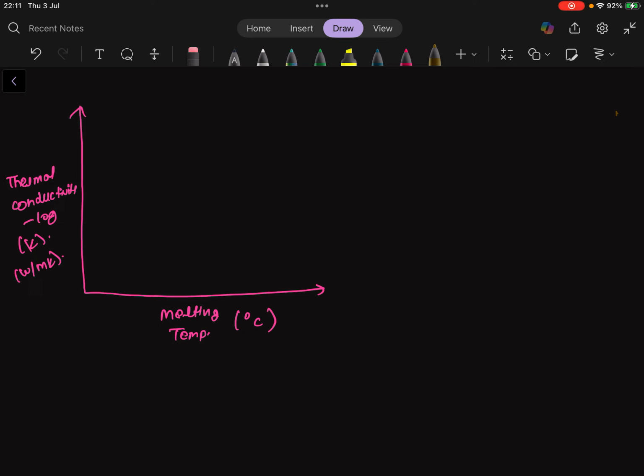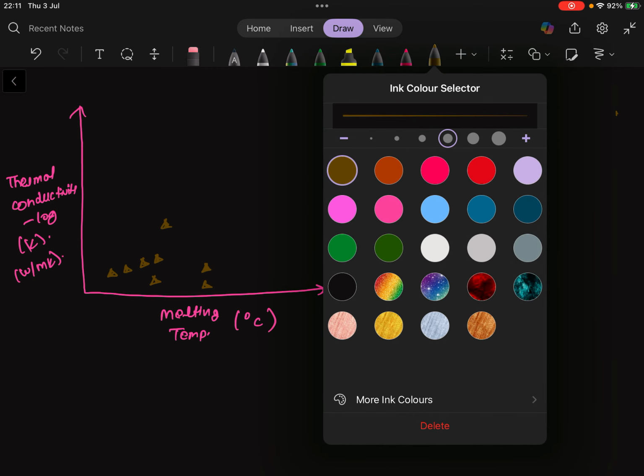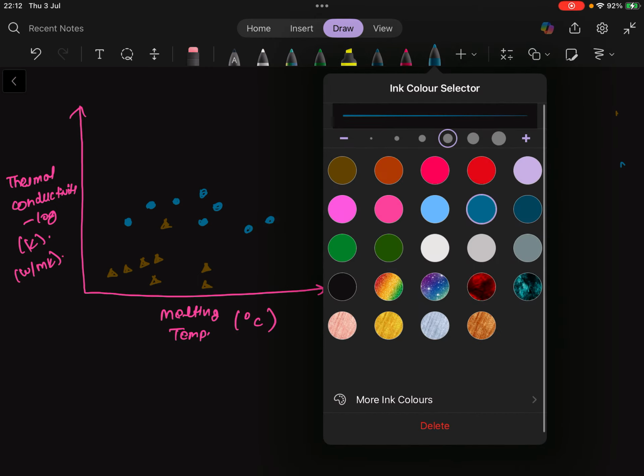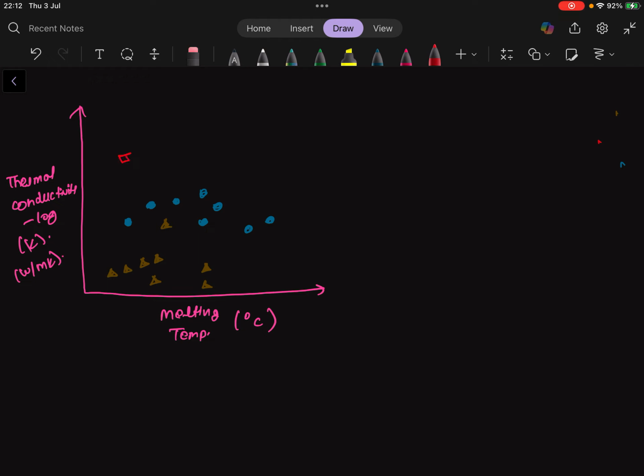So let's represent our organic materials, basically organic phase changing materials, here in triangular format. And I will represent inorganic material in circular format here, and metallic materials by square format here.